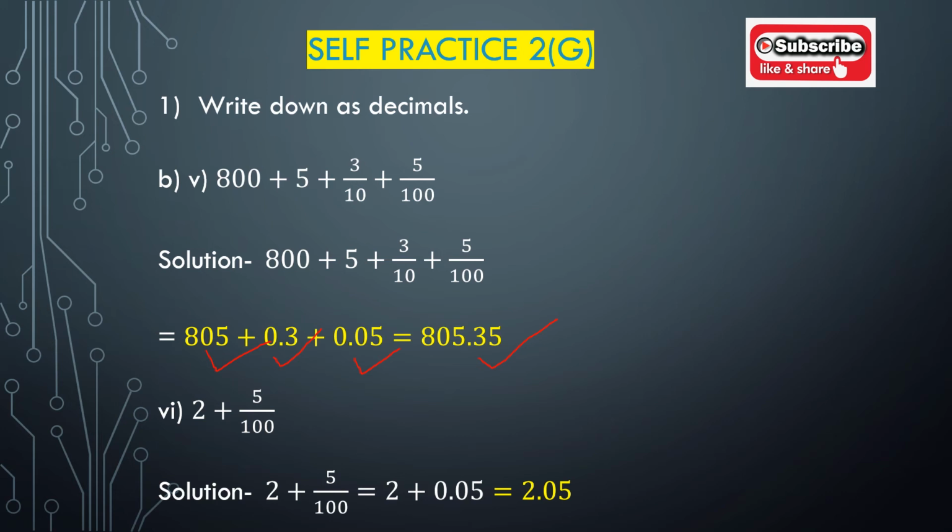Now we get 800 plus 5 plus 3 divided by 10 plus 5 divided by 100 will be 805.35. 6b. 2 plus 5 divided by 100. 5 divided by 100 will be, in 100 there are two zeros, so we have to place two digits after the decimal point, so it will be 0.05. Now 2 plus 0.05 will be 2.05.